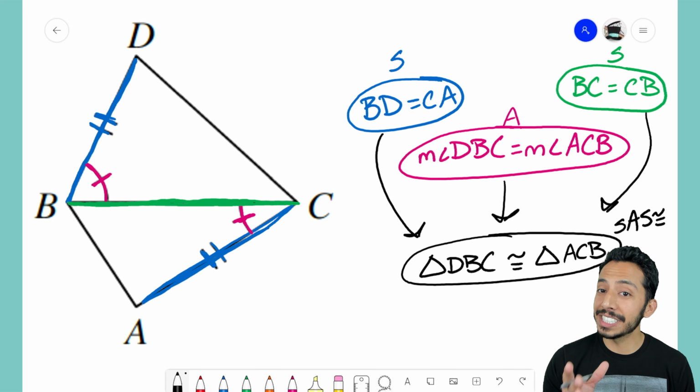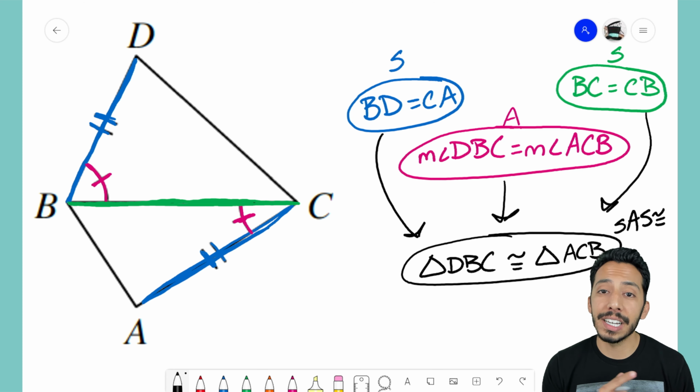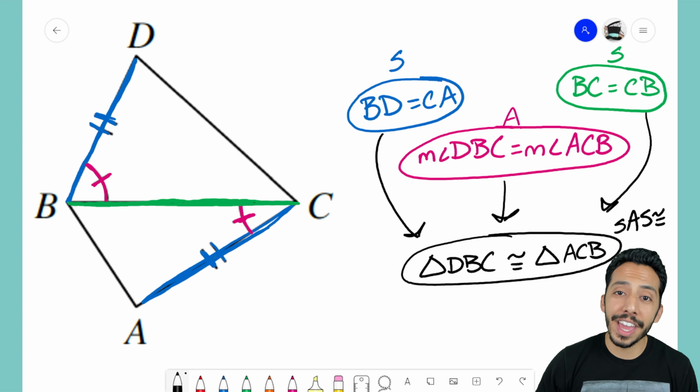That is it. This is what you've got to do when you're proving that triangles are congruent. Just look at the picture, try to find out what's equal to what. Identify the sides, identify the angles, and you should end up with the conclusion that they are congruent.